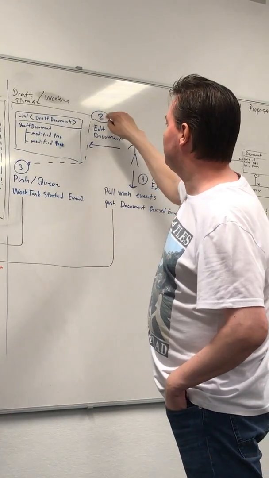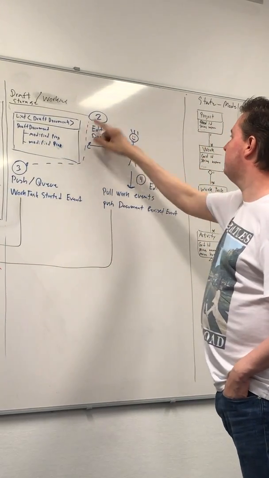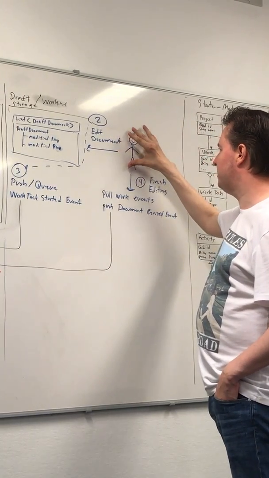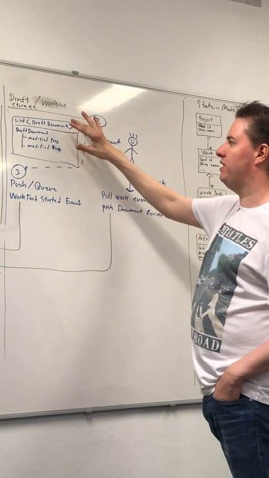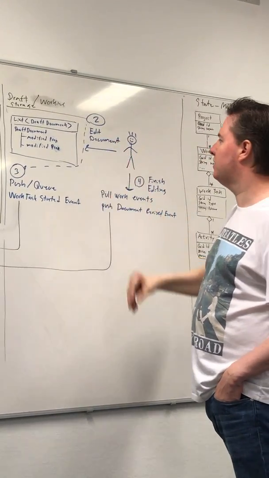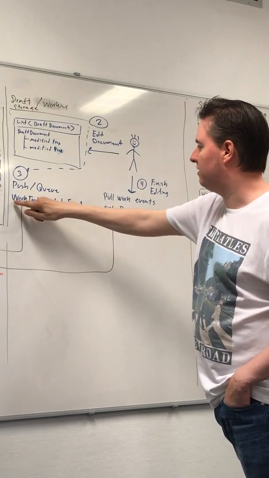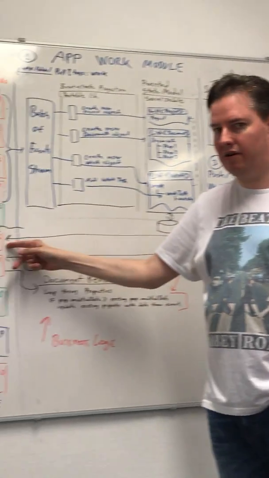Okay, that's number 2. So he edits something. At some point, when he starts editing, again, this is something to do with business logic. When he starts doing a task, for example, begins to edit some of the documents that are part of a task, we like to know that he started doing that. So we create an event that's called work task started and push that to the event store.